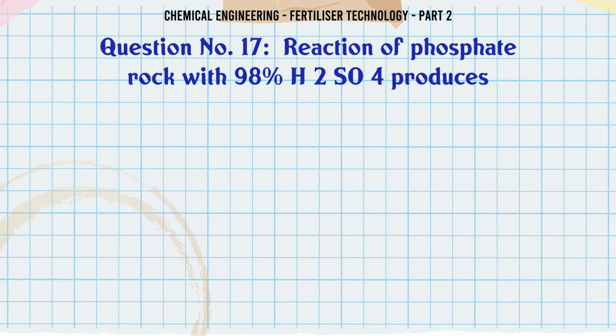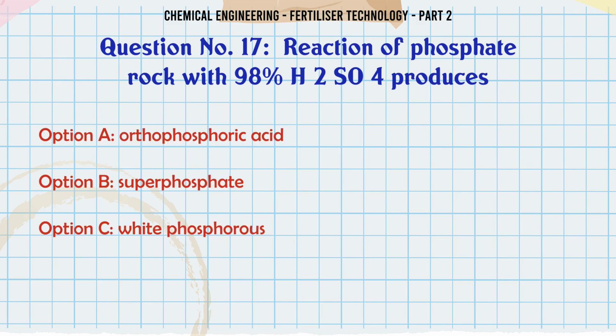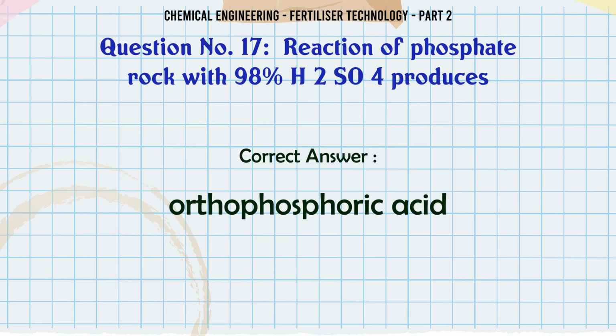Reaction of phosphate rock with 98% H2SO4 produces A. orthophosphoric acid, B. superphosphate, C. white phosphorus, D. none of these. The correct answer is orthophosphoric acid.